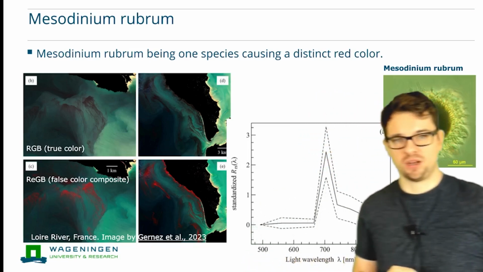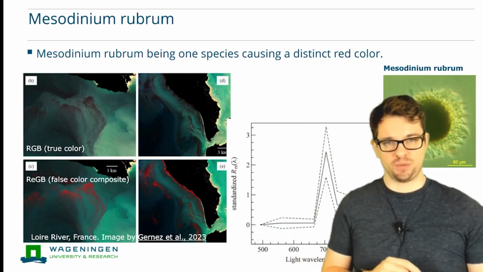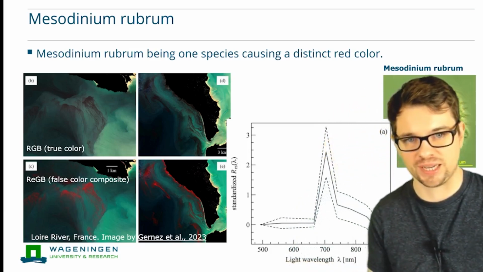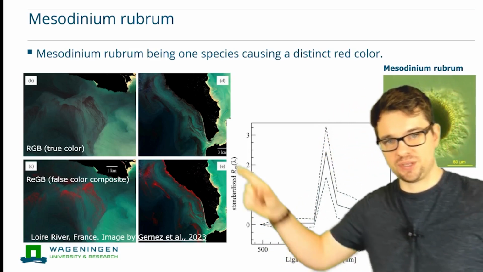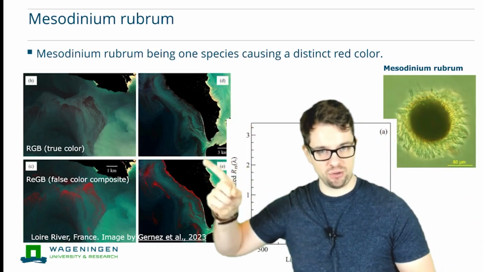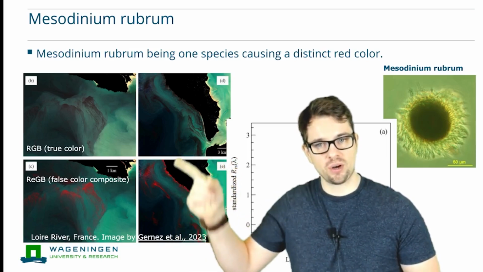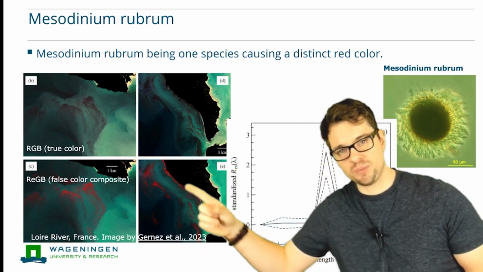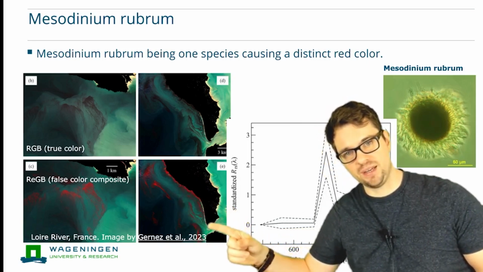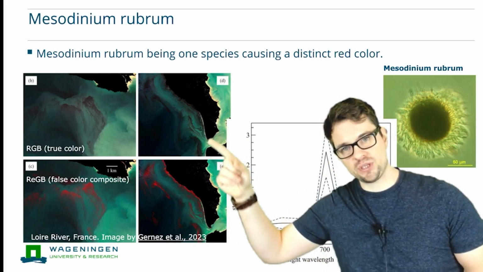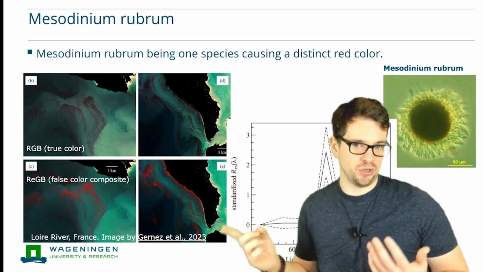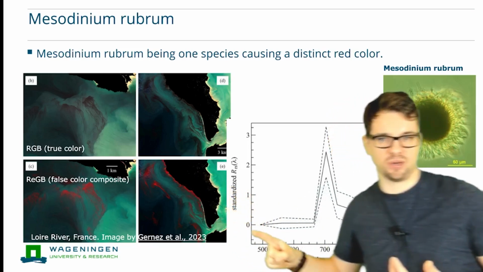So here we have an algae that is responsible for a red color, which gives red tides its name, but not all red tides are red. On the top, we have the RGB in true color, and here we have a false color composite with a red edge, green and blue. In the false color composite, we see a fairly clear red line that is not super visible in the RGB.